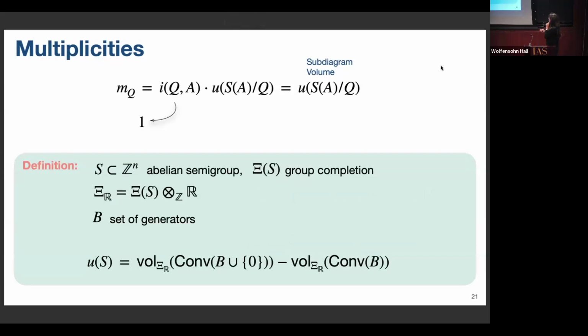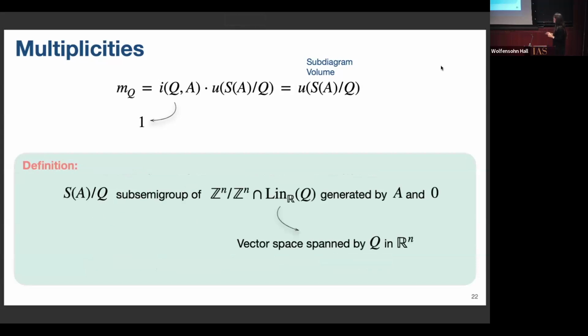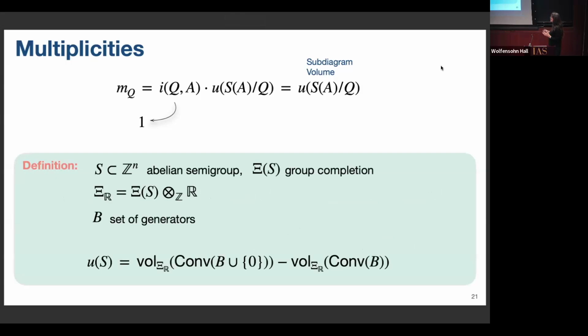This is for a general abelian semigroup, so I need to tell you what this quotient is, where Q is the face that we're fixing. And so S of A mod Q is the sub-semigroup of this quotient generated by the columns of the matrix A and the origin, where this is the vector space spanned by Q in R^n. So this is a bit of a technical definition that I would rather not go through to compute these exponents. Maybe it's just a linear algebra task, but it's a bit tricky to compute these sets for any face. It's kind of simple for vertices, but a bit trickier for faces.